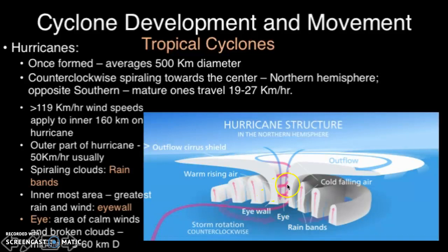However, the area next to the eye is called the eye wall, and the eye wall is where you're going to get the most possible damage. So you have the greatest amount of rain falling, and also the greatest wind speeds. In the eye wall, the average rainfall is about 250 millimeters per hour. So that means about 10 inches per hour of rainfall in that particular area of the eye wall. So that is a lot.